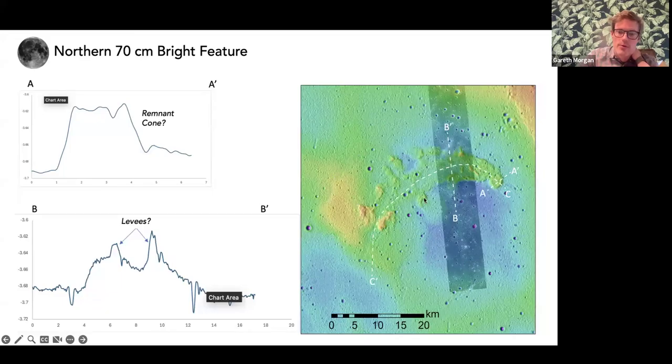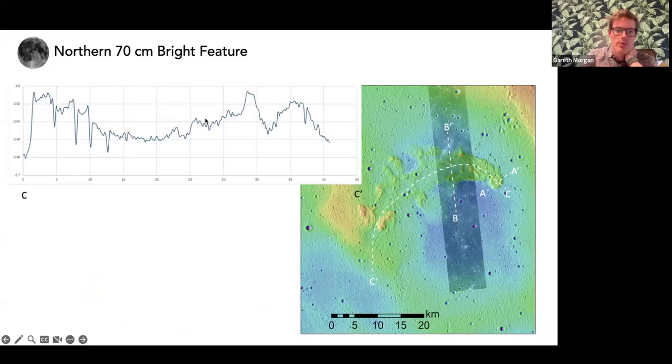We can look at the topography here and see this cone-like feature, which appears to be the source. There also appear to be levees on it as well, which is a very common feature that you see on lava flows on Earth. So it's another piece of evidence that this is a unique lava flow feature. And then we can do the topography on the top.